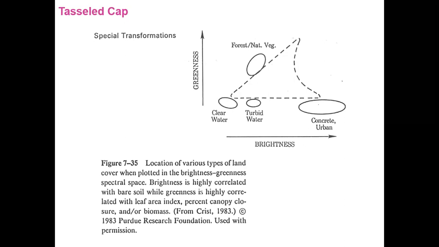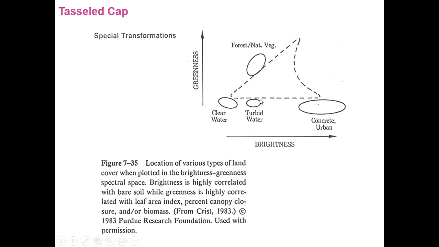This use of tassel cap was then extended to other conditions, and you can see that, in the same way principal components makes things simpler by reducing the number of bands you're looking at, so does a tassel cap transformation. Essentially, if you're just looking at brightness and greenness, things down here at the tip of this shape are clear water because they're not very bright, and they're not very green.